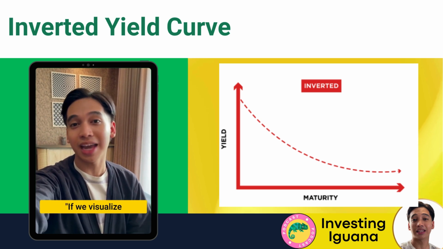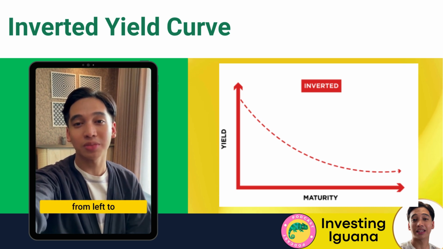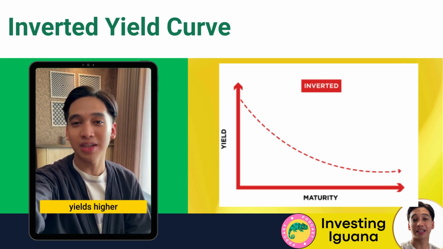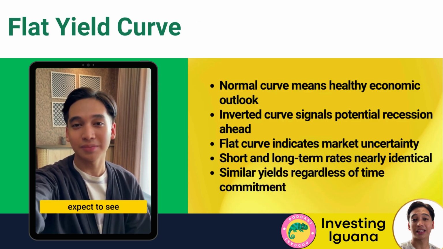If we visualize this on our graph, an inverted yield curve would slope downward from left to right, with short-term yields higher than long-term yields, the opposite of what we normally expect to see.